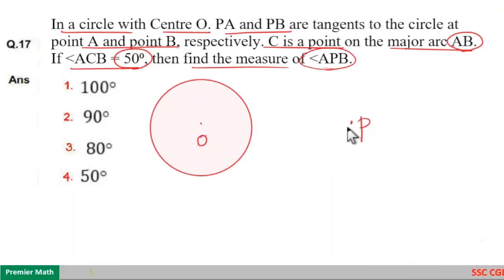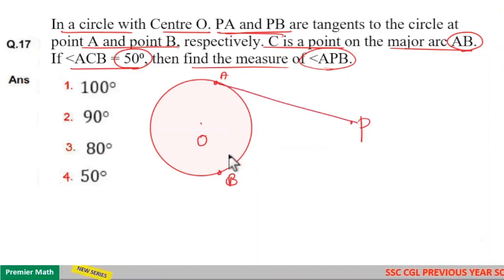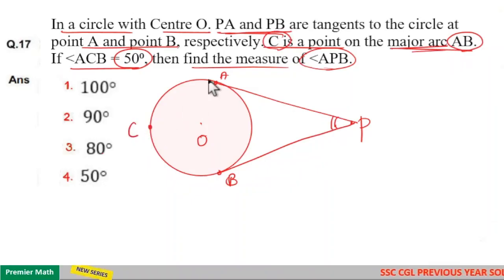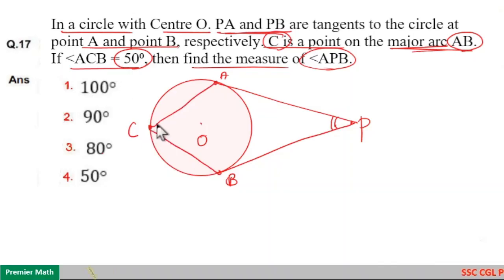P is a common point, and A and B are two points on the circle, and PA and PB are tangents. Here we have to find angle APB. C is a point on major arc AB, so C is on this major arc. Now angle ACB is equal to 50 degrees.